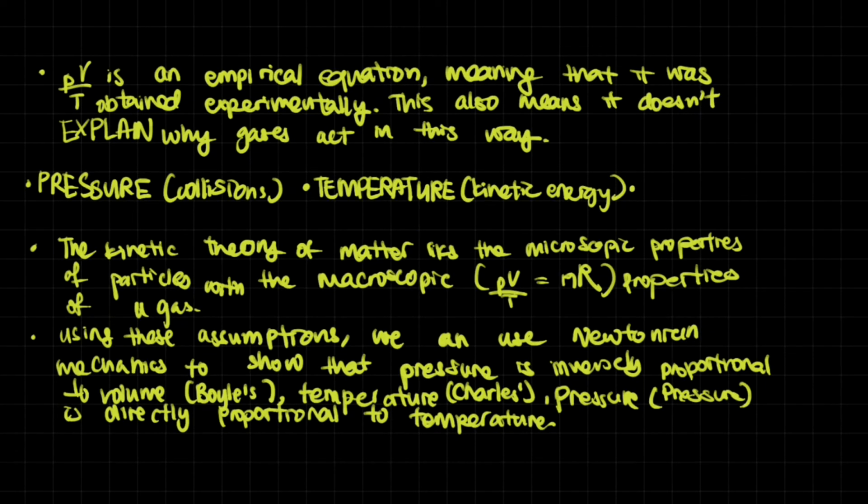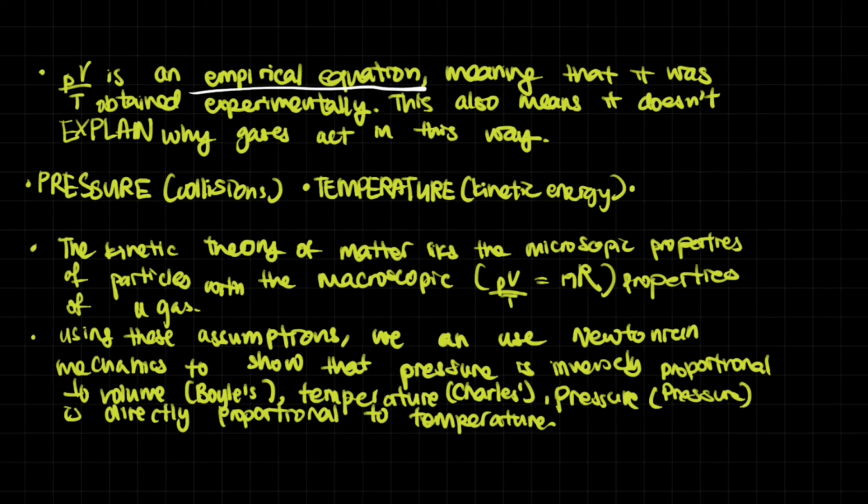Okay, so now that we've gotten to know the ideal gas equation a little bit, let's talk about it. So PV divided by T is an empirical equation. What does an empirical equation mean? It means that it was obtained experimentally. As I've just explained, people gave different values of pressure for different moles of gases, and then they just got the values and the constant, which is 8.31, and that's all they did.